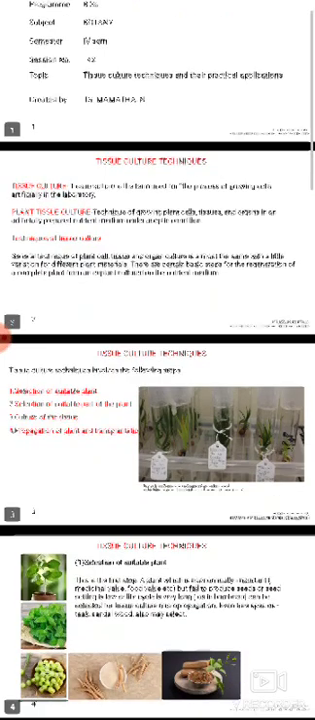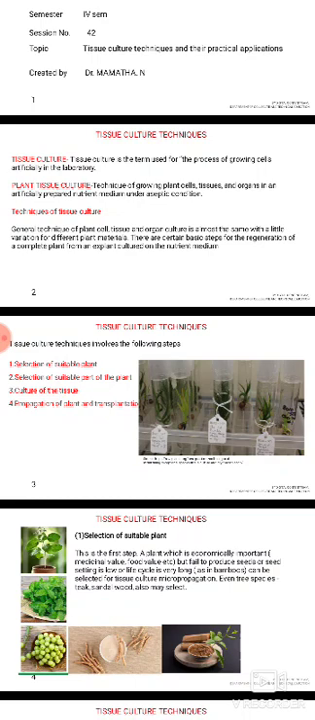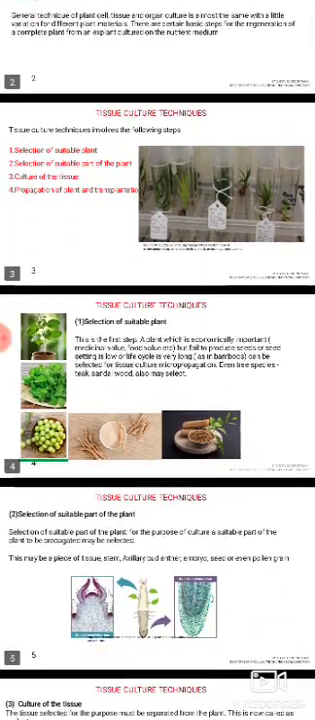Techniques. The general technique of plant cell, tissue, and organ culture is almost the same with little variation for different plant materials. There are certain basic steps for the regeneration of a complete plant from an explant cultured on nutrient medium. Tissue culture techniques involve the following steps.